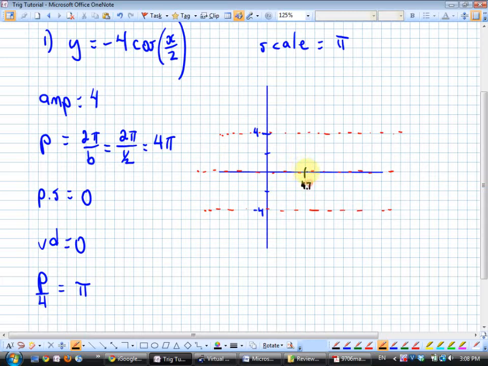That's 4 pi. 1, 2, 3. That's 8 pi. So that would be 2 pi. That would be 6 pi. And in between each of those would be 1 pi.